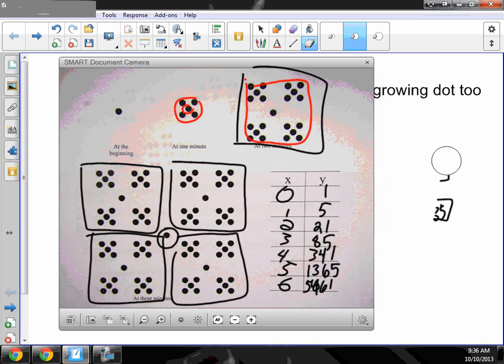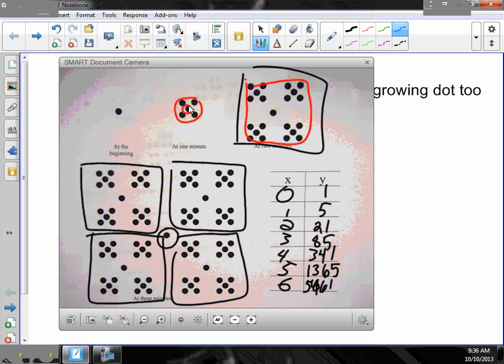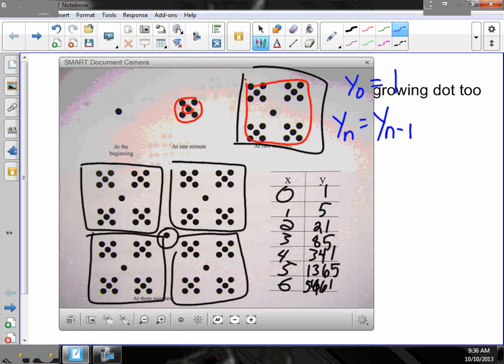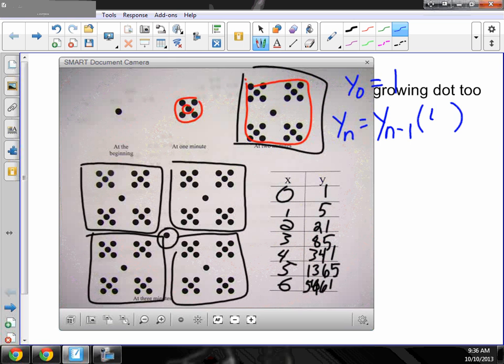All right. So now for the recursive formula. y sub 0 equals 1, and y sub n equals y sub n minus 1. How do we calculate every succeeding year? Times it by 4 and add 1.